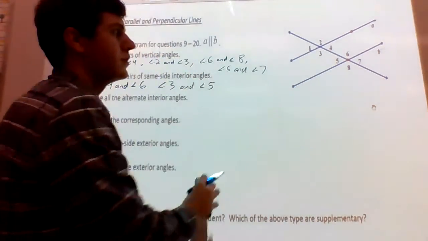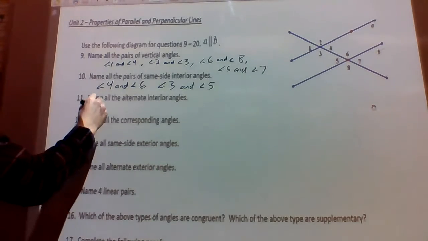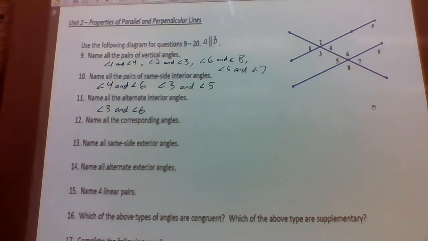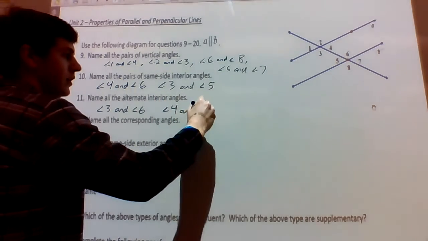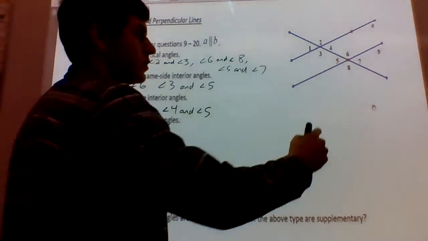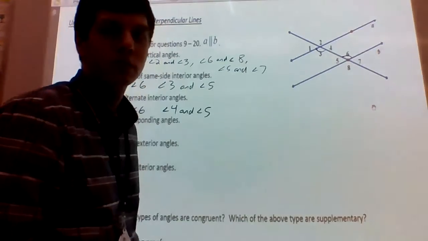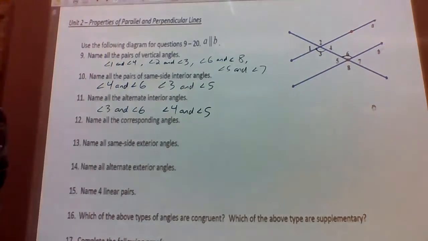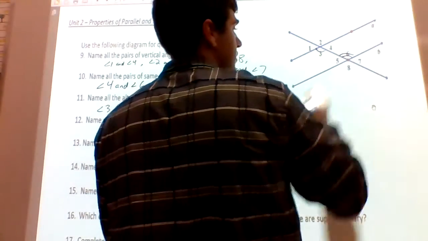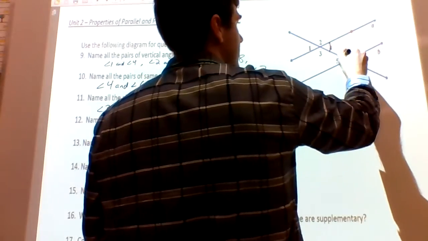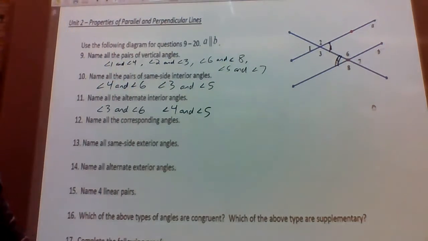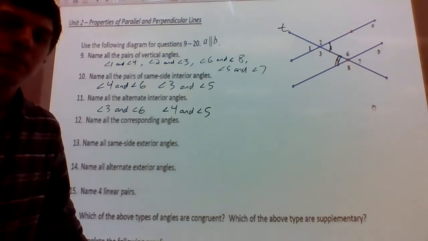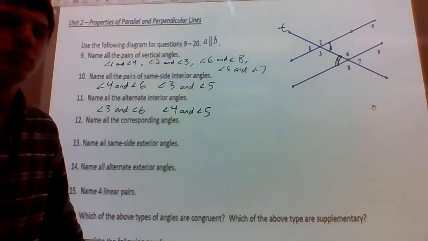So alternate interior. So angle 3 and angle 6. And then angle 4 and angle 5. 6 and 3 are on alternate sides of the transversal, opposite sides, and they're in between the two parallel lines, so they're interior. The same is true for 4 and 5. They're alternate sides, opposite sides of the transversal. The transversal is the line that cuts through the two parallel lines, and they're interior because they're between the two parallel lines.